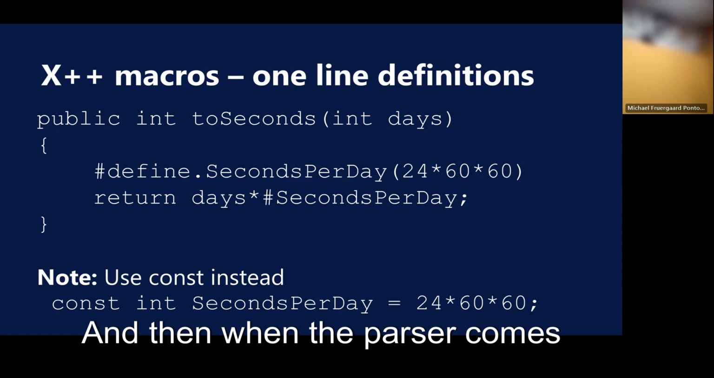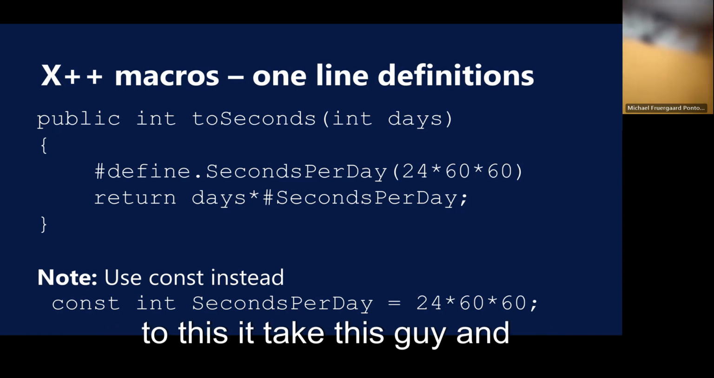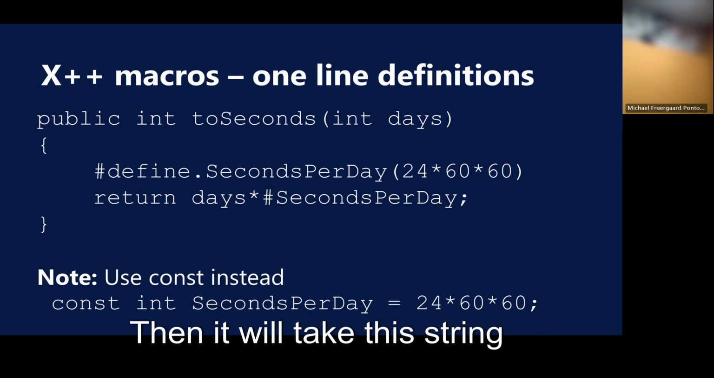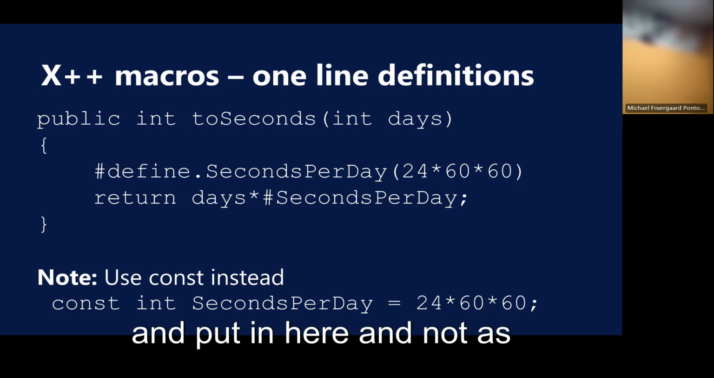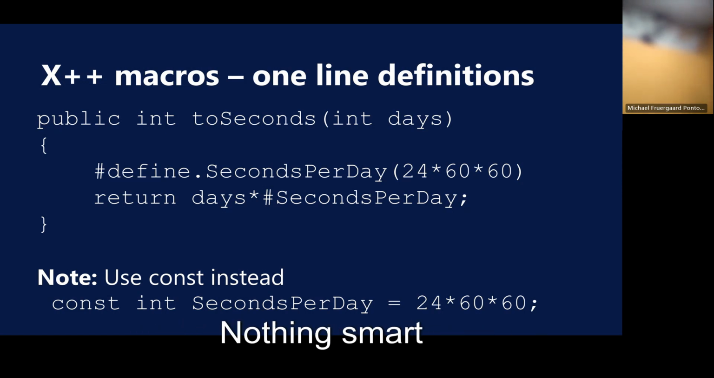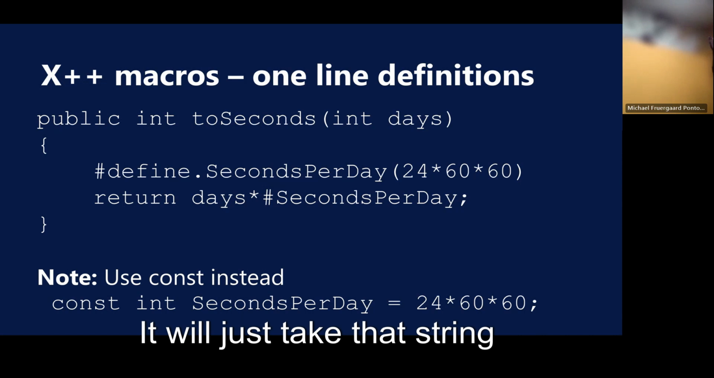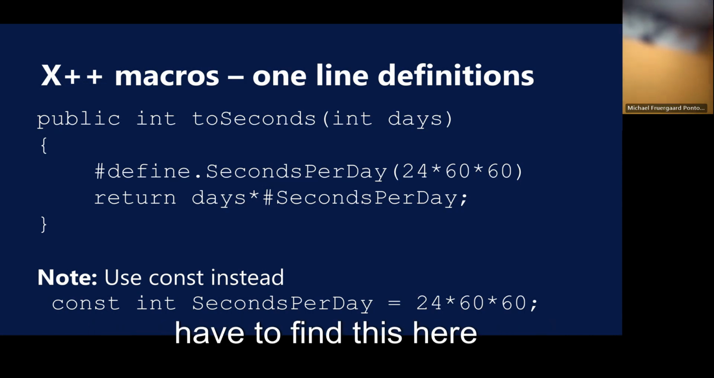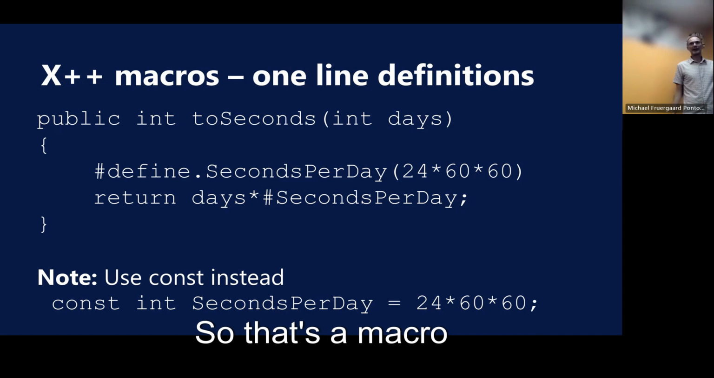And then the compiler will actually not really see this. It's the parser that sees this. And then when the parser comes to this, it says days, this guy, and then says, oh, there's a hashtag here, then it will take this string and put it in here. So not as an integer, nothing smart. It wouldn't do the multiplication. It will just take that string and give that to the compiler. So you might as well have defined this here. That's what's happening. So that's a macro.